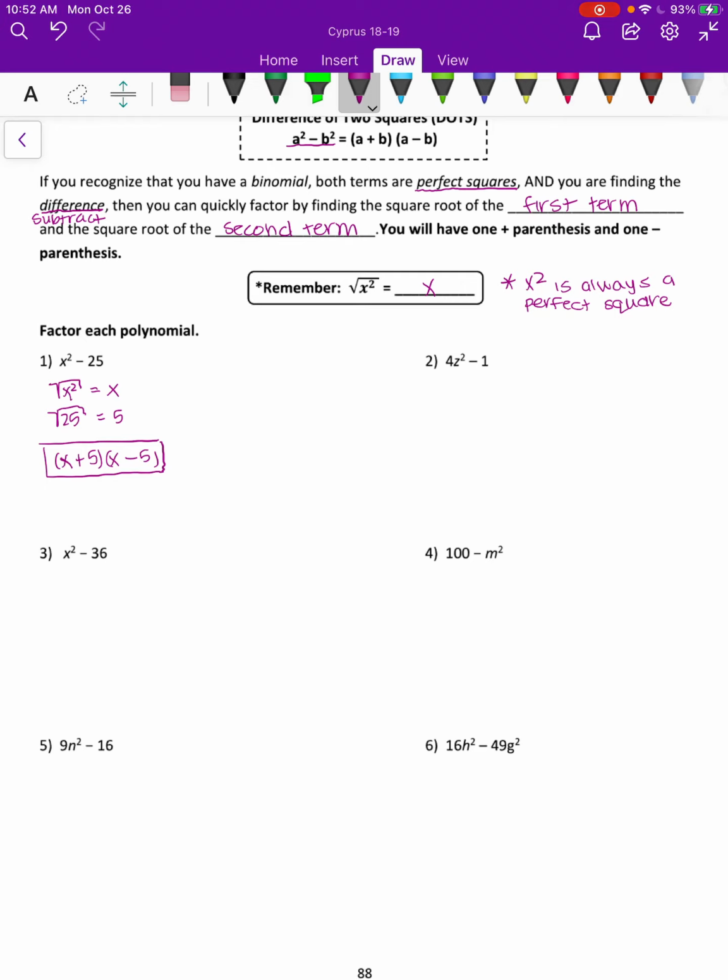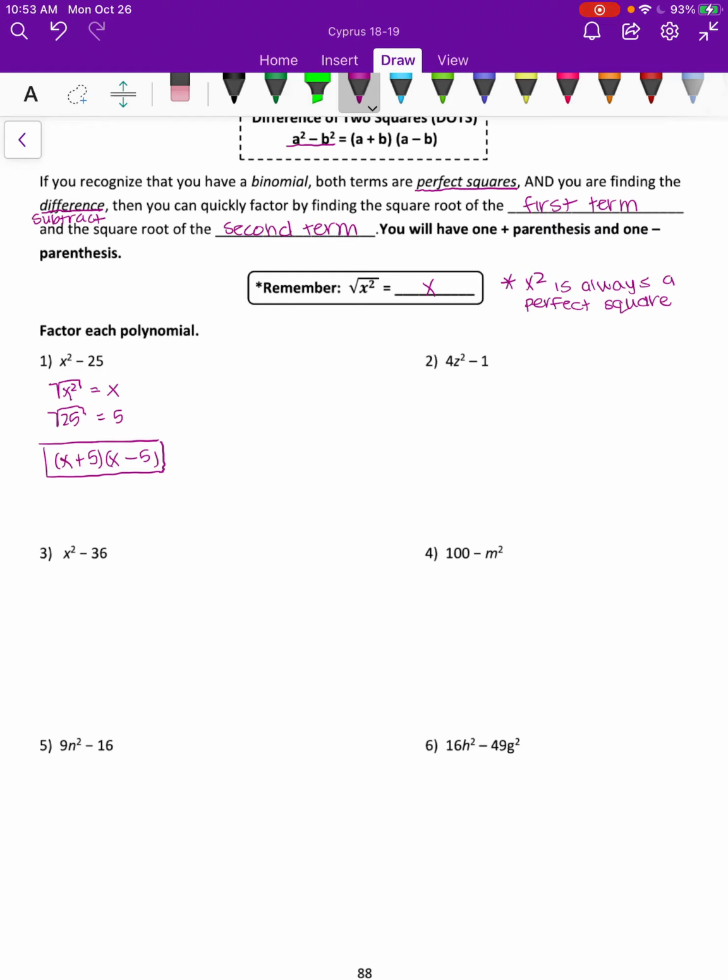Okay. Let's look at number 2. First, do we have a binomial? Yes. Are both of them perfect squares? So our first term is 4z squared. Well, z squared is a perfect square. Any variable squared is a perfect square. Is 4 a perfect square though? Yes, 2 times 2 is 4. So that first term is a perfect square. At the other end, is 1 a perfect square? Yeah, 1 times 1 is 1. It's a weird one, but it is a perfect square.